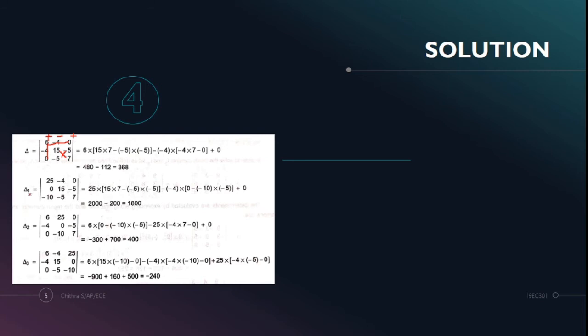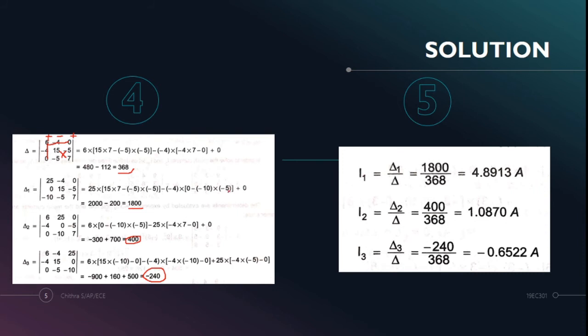So similarly find what the delta 1, delta 2 and delta 3 values are. Now I1 is found by dividing delta 1 by delta. I2 is delta 2 divided by delta. And I3 is found by delta 3 divided by delta. So as a final step, I1 is nothing but delta 1 by delta. I2 is nothing but delta 2 by delta. And I3 is nothing but delta 3 by delta.